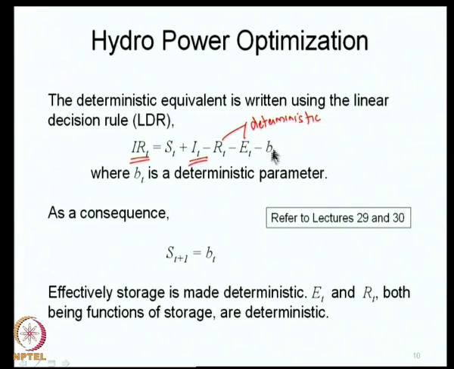Remember, B_t are the decision parameters which are deterministic. Because E_t, which is the evaporation loss, and R_t, which is the release that is made for power, both of them depend on storage alone, and storage is the deterministic variable. R_t and E_t also become deterministic. Now, that is the idea with which we use the linear decision rule.